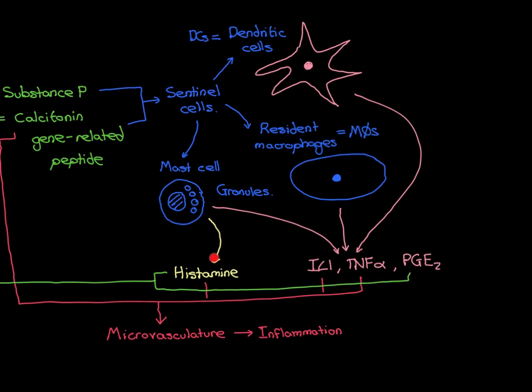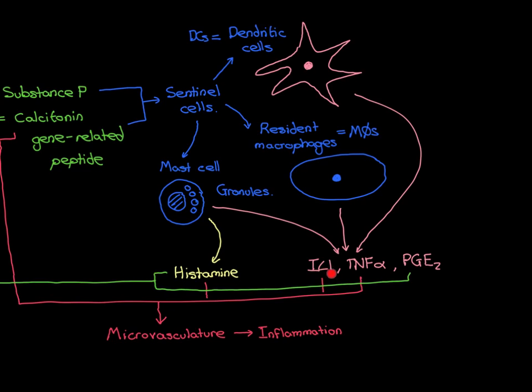Mast cells, they have an exclusive one that they are allowed to release, which is histamine, and all three of the sentinel cells, they can release these three here: interleukin-1, TNF-alpha, and prostaglandin E2. Interleukin-1 and TNF-alpha, forever shall their names be revered, are the major pro-inflammatory mediators. They are very, very strong.